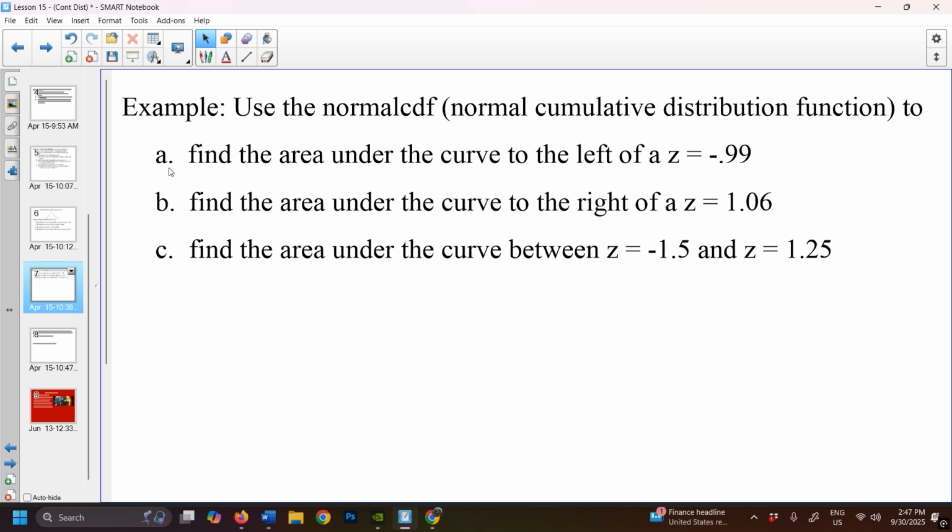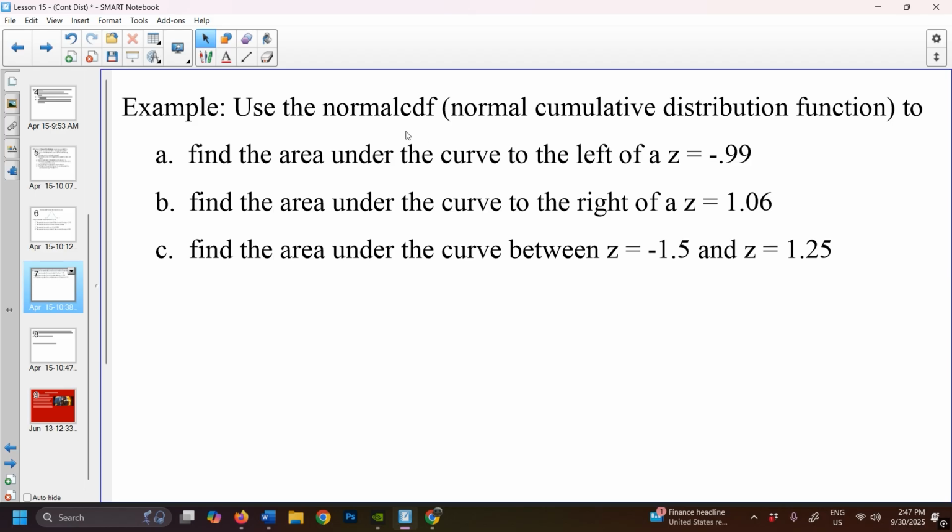Okay, good day. Welcome to the Desmos version of the examples from lesson number 15 for Math 130. So we are going to do the Desmos version of the normal CDF.